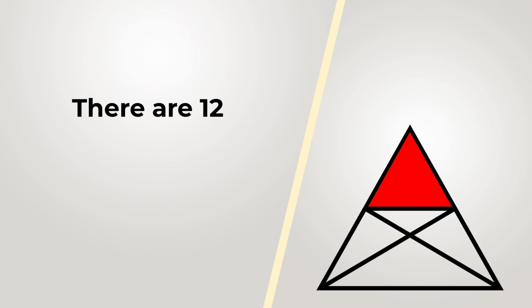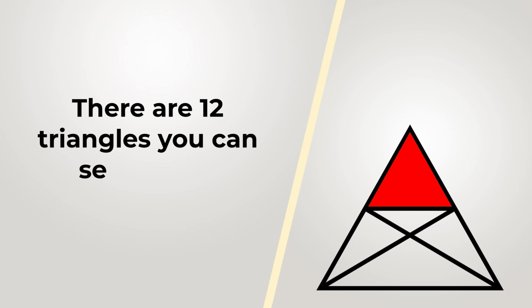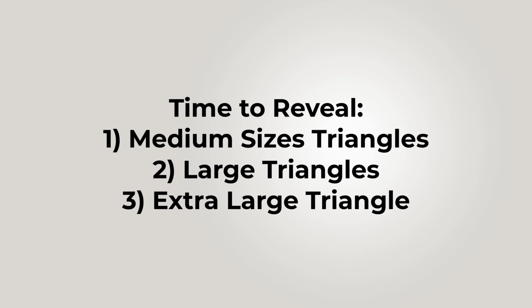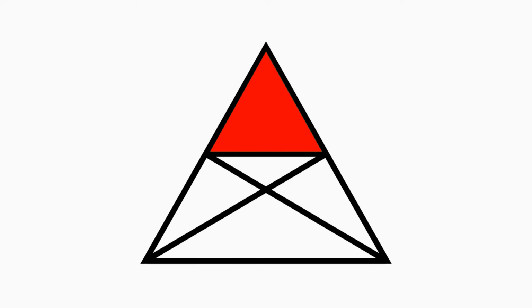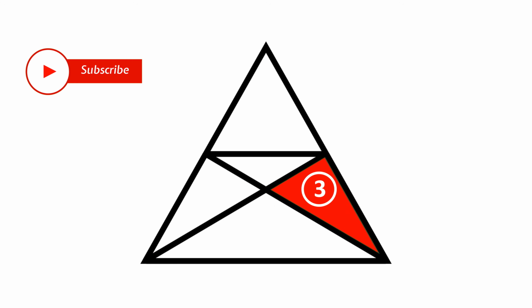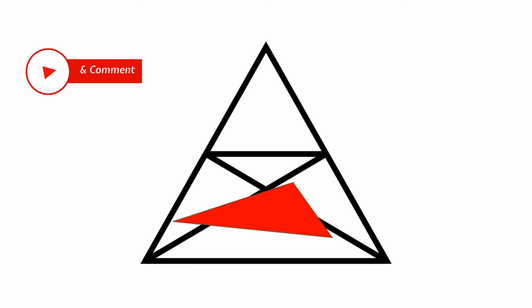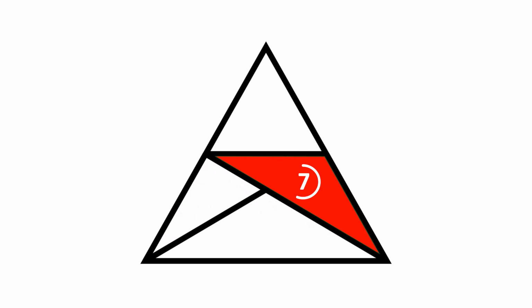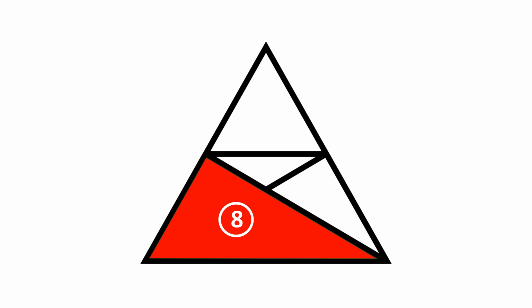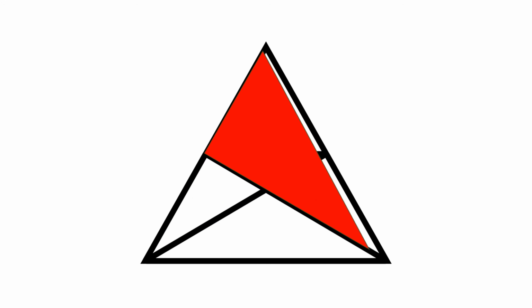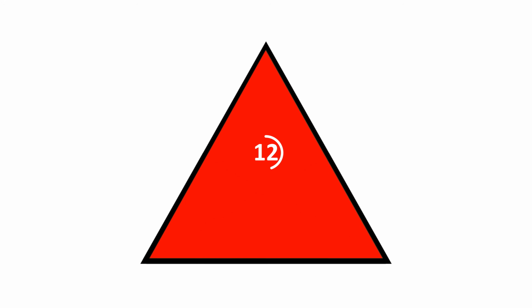I counted 12 triangles in this picture. Is this what you got too? Let me show them all for you. I'll start with the smaller triangles and then go to the medium-sized ones and then go to the large ones. 1, 2, 3, 4, 5, 6, 7, 8, 9, 10, 11, and 12.